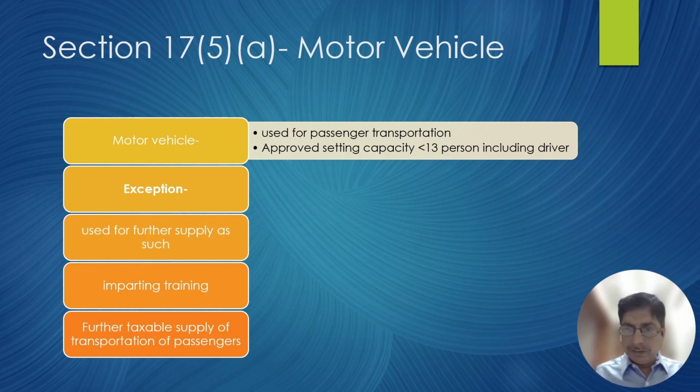See, the credit is not available in case of transportation of passengers. It means that there is no credit block for transportation of goods. If it is used for further supply of transportation of own goods or clients' goods, the credit is available. Let's see some examples with this background.